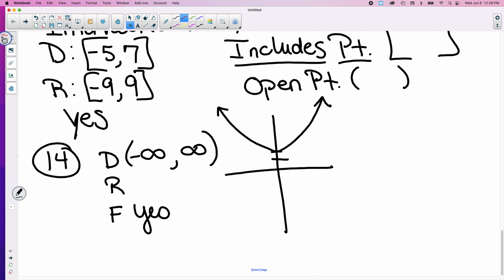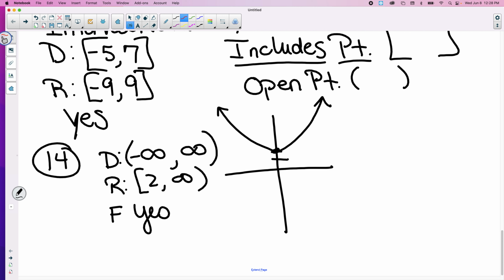The domain. Now let's look at the range. So what's the lowest point on our graph? 2. And can we tell where it's going to stop? No. So 2 to infinity. Good. And it does include the 2, so you put a bracket on it.